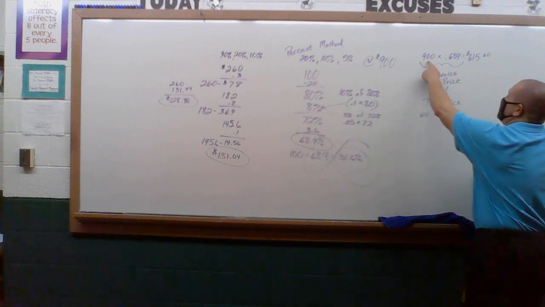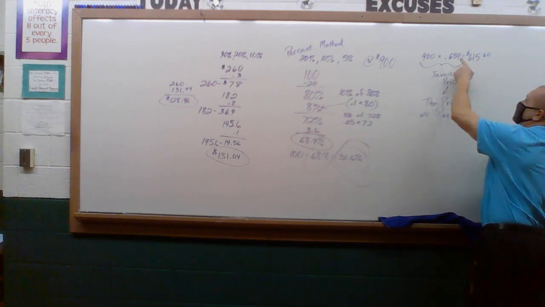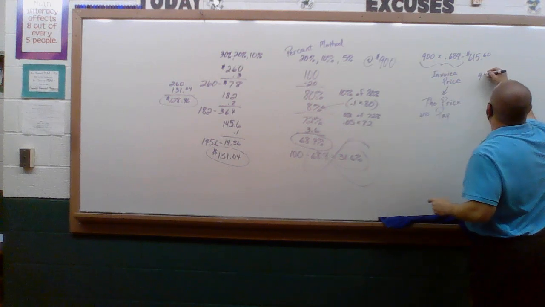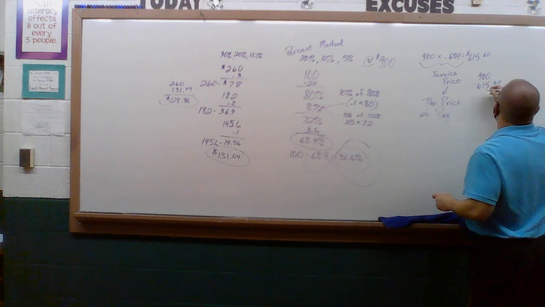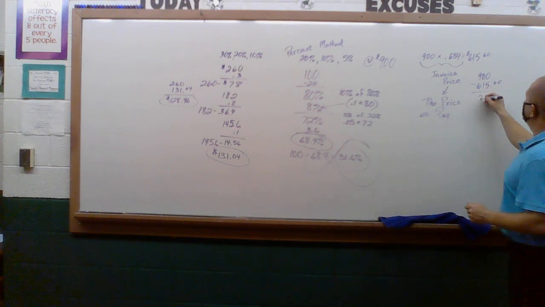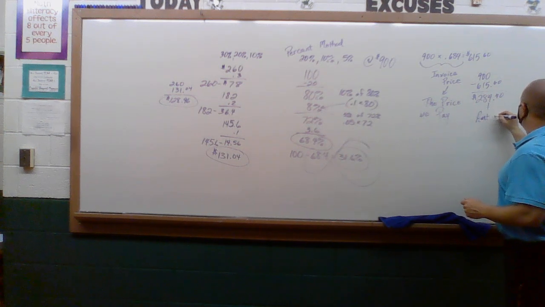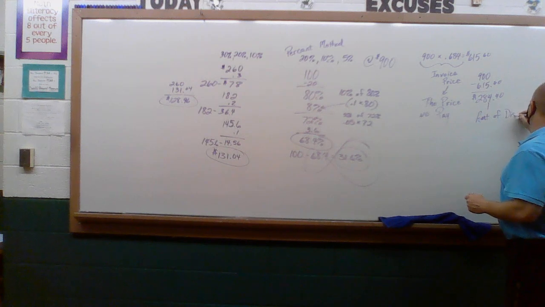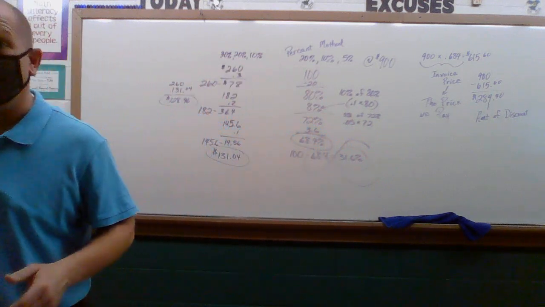If this is the original list price, and this is how much I'm going to pay, what do I do with those two numbers? Subtract them. 900 minus 615.60 gets me what? 284.4. And this is again the amount of discount. Okay? So this one right here, a lot of work, right?